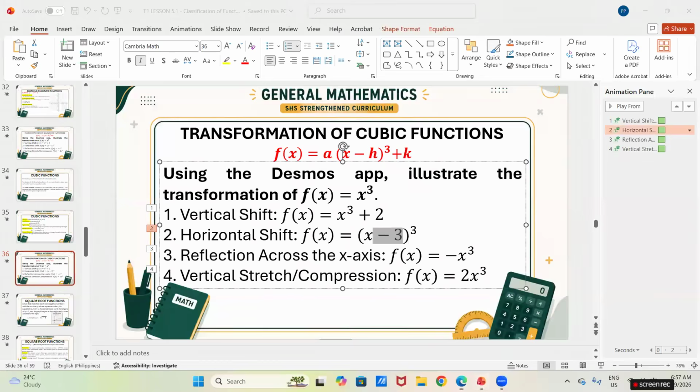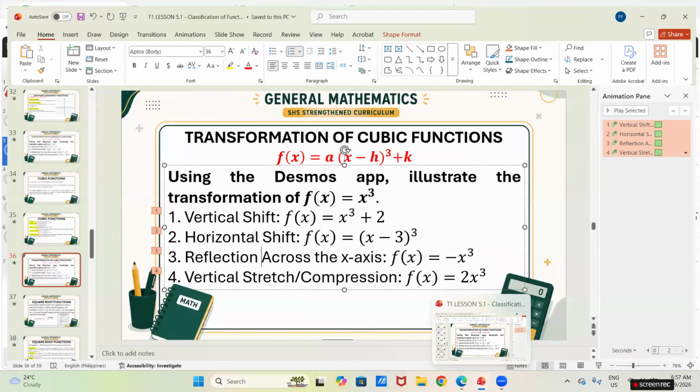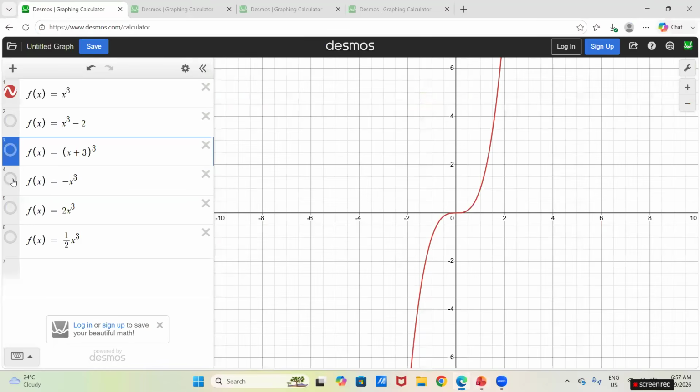So you see the h transformation. What is the effect of negative h? It is the opposite of the effect. I hope you understand. Now, for the reflection across the x-axis, look at that one. If I put a negative, it will reflect across the x-axis.